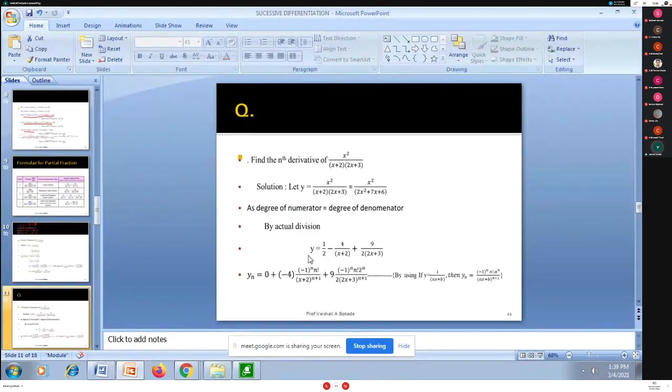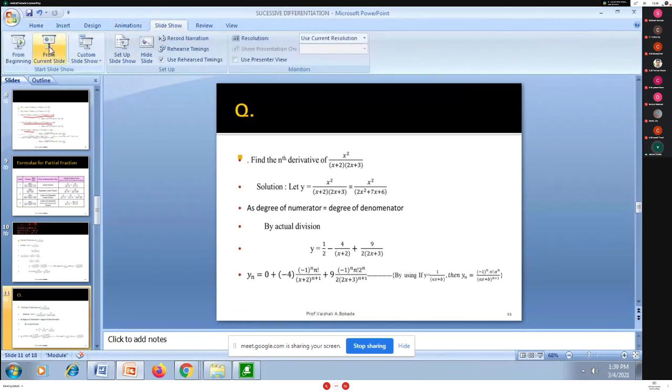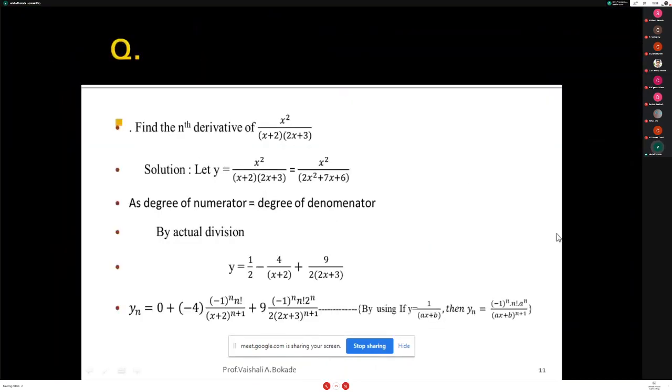I want to share this slide with you. I am going to slideshow mode. Before continuing with the previous example, let me show you one more example here. After completing this example, I will move back to the previous example. I left that example half-done because I want to tell you how to go for actual division. I hope my screen is visible.